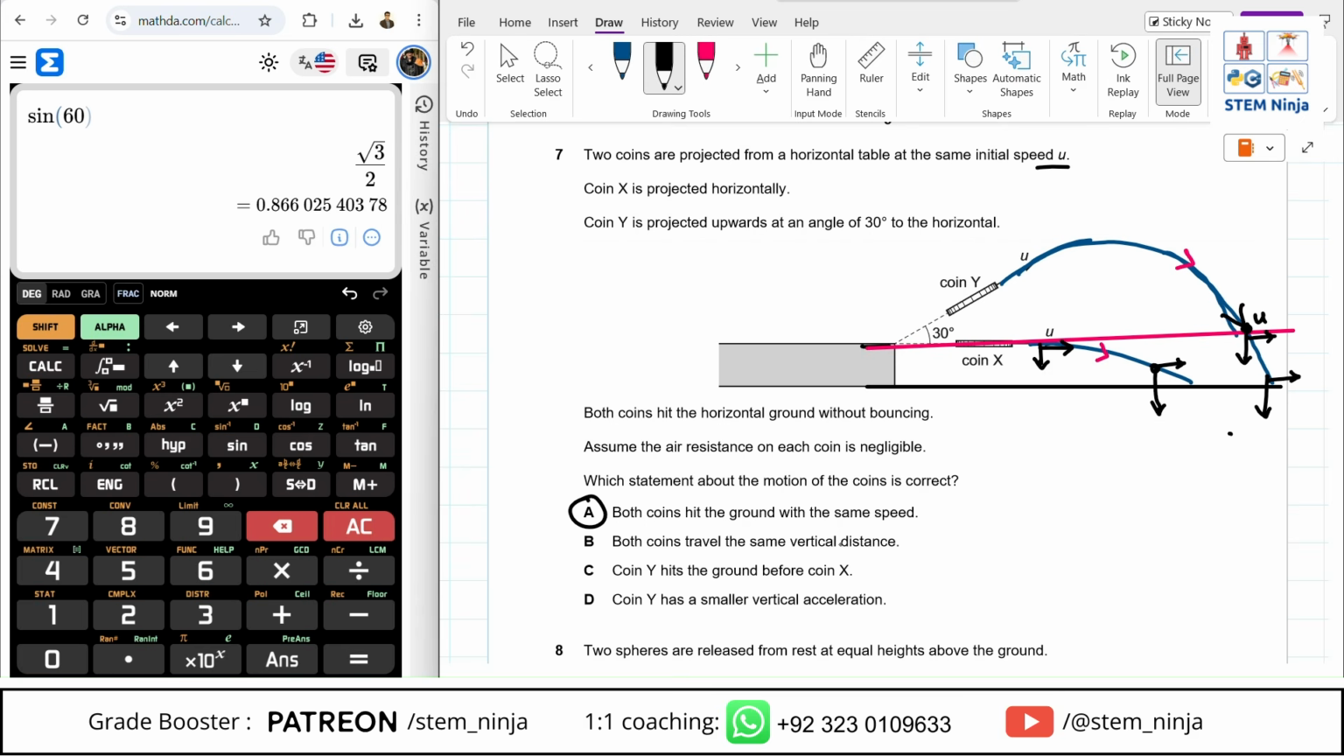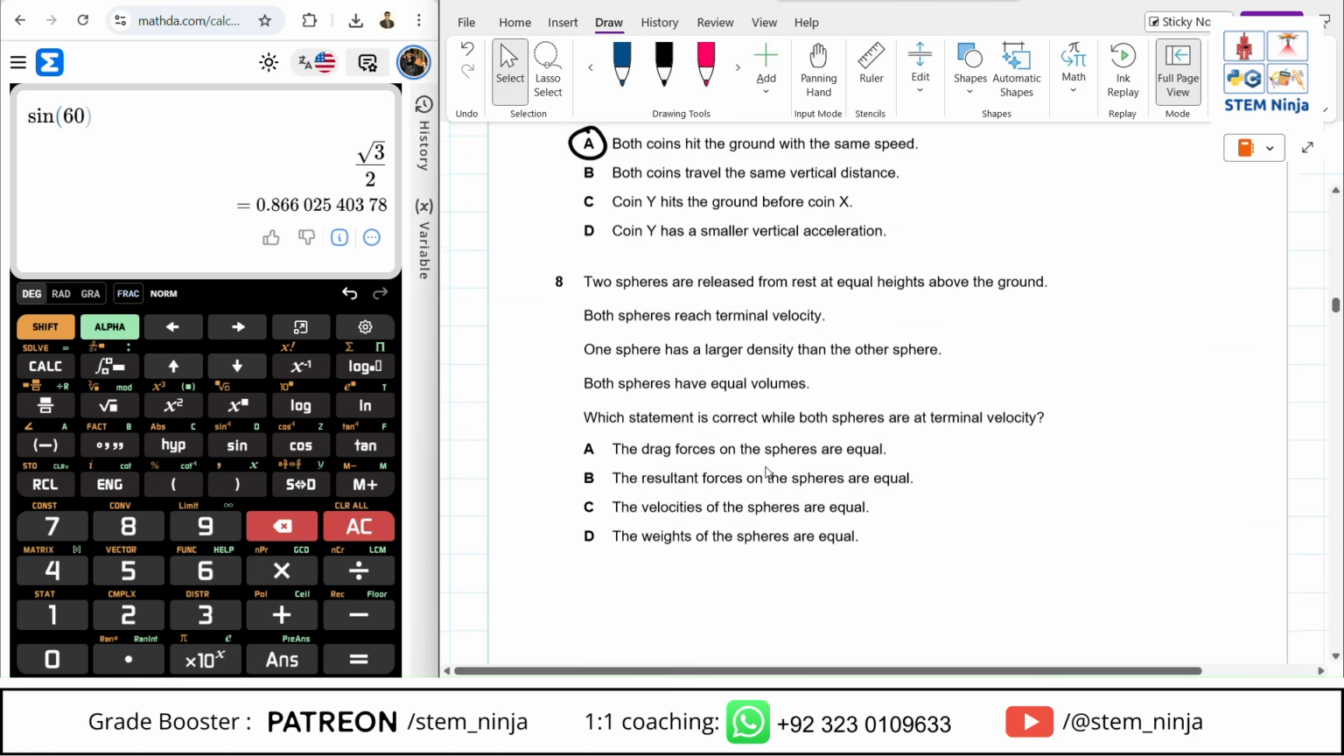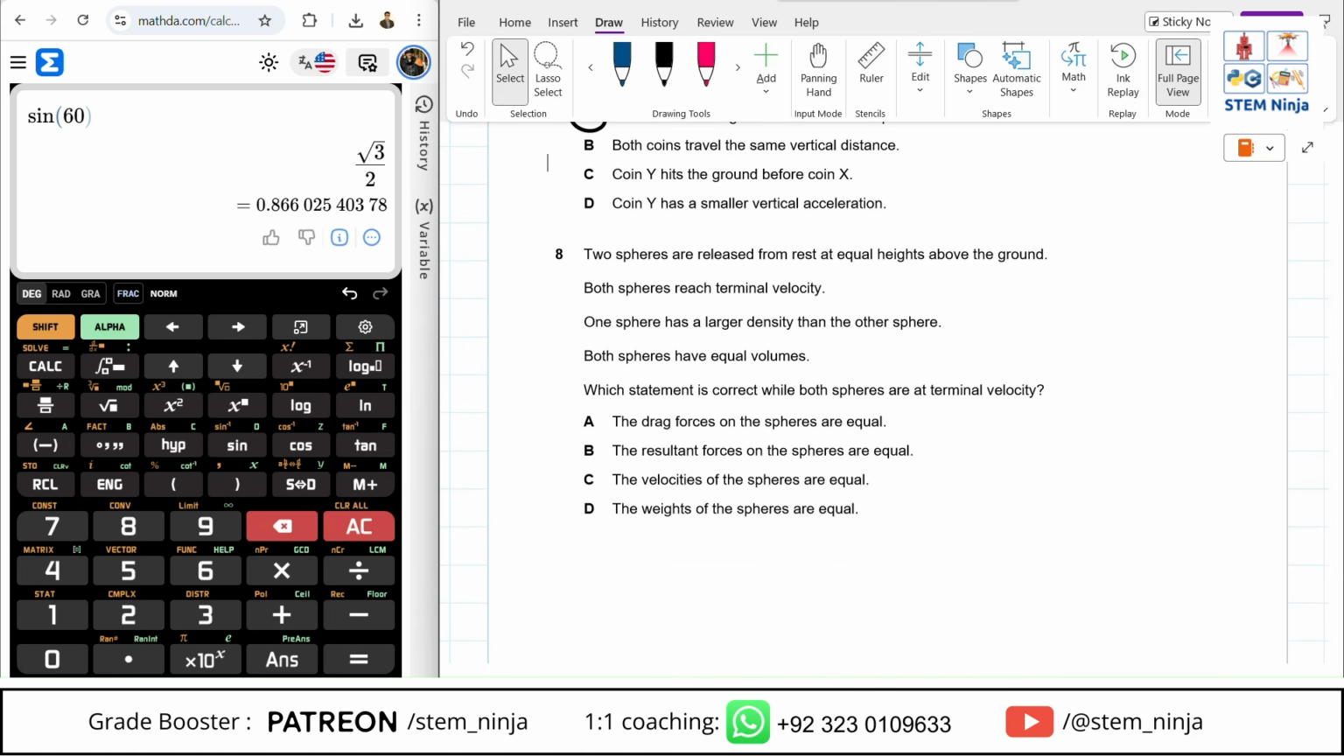So both coins travel the same vertical distance? No, they're traveling the same vertical net displacement, but not the same distance. Coin Y has a smaller vertical acceleration. They both have the same vertical acceleration. So that's easy. Okay, two spheres are released from rest at equal heights above the ground.